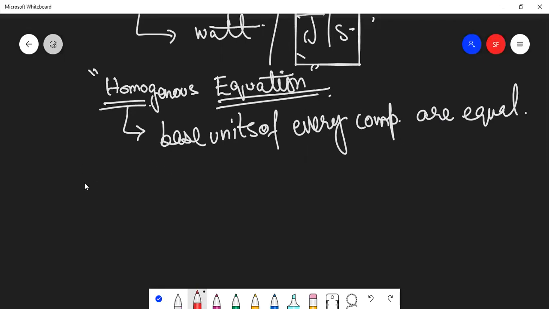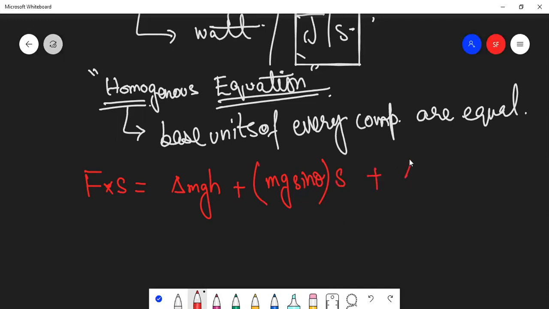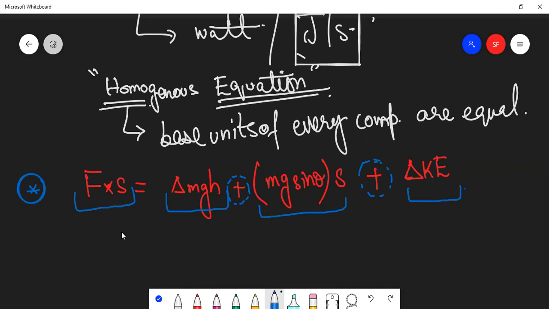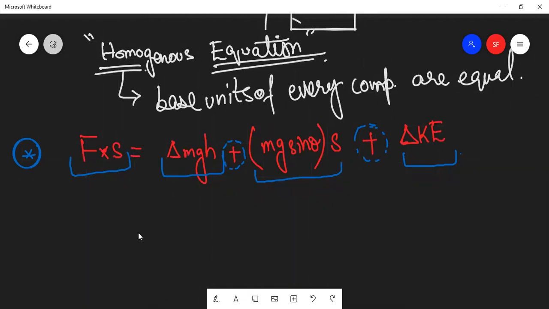So how do we identify the components in an equation? For example, the inclined plane example that we did, I told you that the force multiplied by the displacement is equal to the change in gravitational potential energy plus the work done against resistive forces, mg sine theta into the displacement. And if there was a change in velocity, then there would have been a change in kinetic energy as well. A component of an equation is basically that part of the equation which is separated by a plus or a minus sign. So how many components do we have in this equation? 4 components, correct.